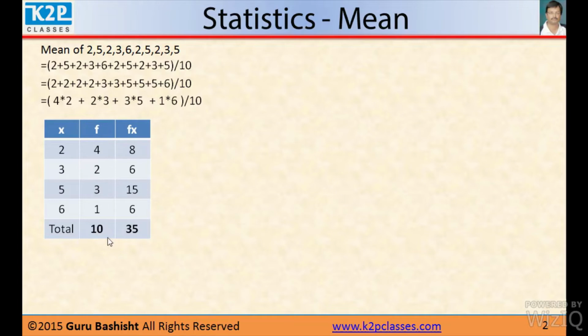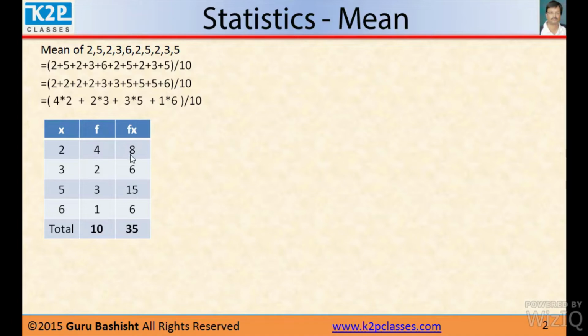So this table is called a frequency distribution. You write all unique numbers in the first column. Then write down how many times the number is coming in the series. So 2 is coming 4 times: 1, 2, 3, 4. So write 4. 3 is coming 2 times, so frequency of 3 is 2. Frequency of 5 is 3. Frequency of 6 is 1.